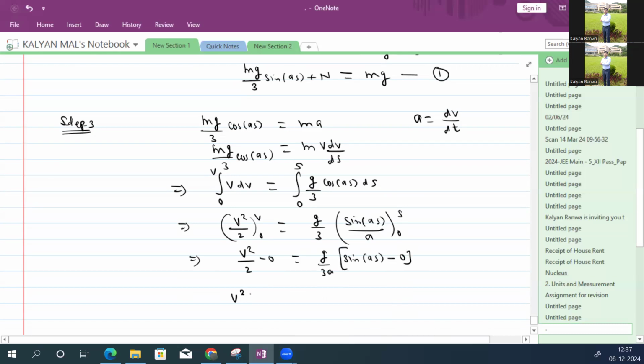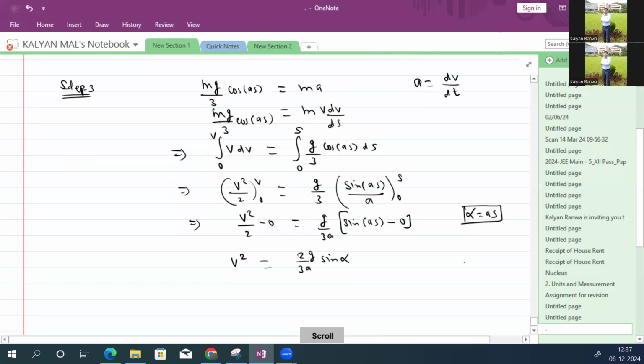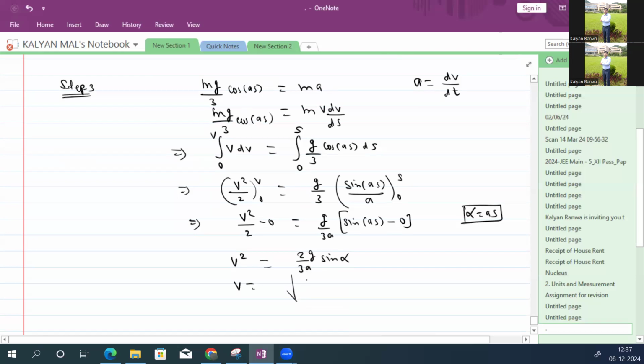Okay, so v square is equal to, multiplying 2 on the right side, 2g by 3a, and sin as we can write in the form of alpha also, because alpha equals as, already given in the question. So after further simplification, we get v equal to the root over 2g by 3a sin alpha. This is the velocity.